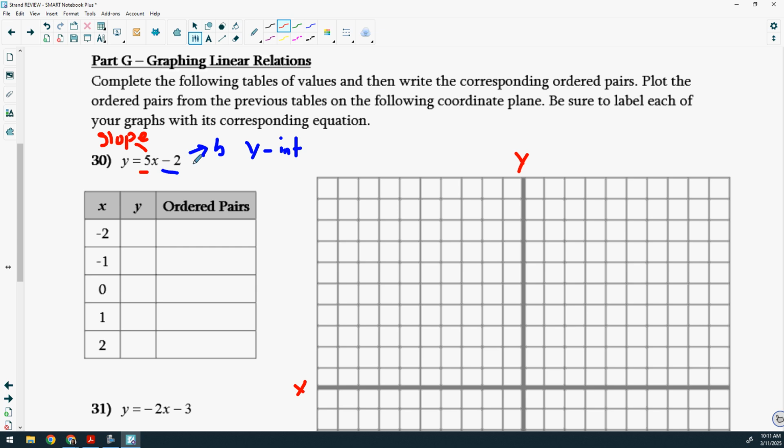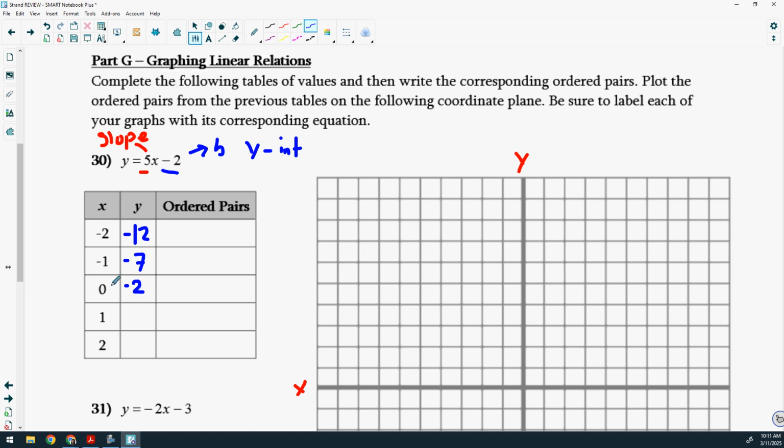So we're given the formula, y equals 5x minus 2. We're given our x values. Now we have to substitute our x values into the equation and solve for y. So for the first one, we have 5 times negative 2, which is going to be negative 10 minus 2, which is going to give us negative 12. So I'm going to start filling these in. So this is going to be negative 12. 5 times negative 1 minus 2 is negative 7. 5 times 0 minus 2 is going to be minus 2.